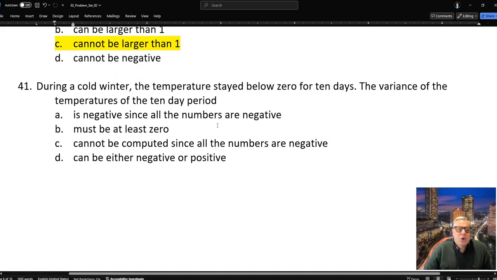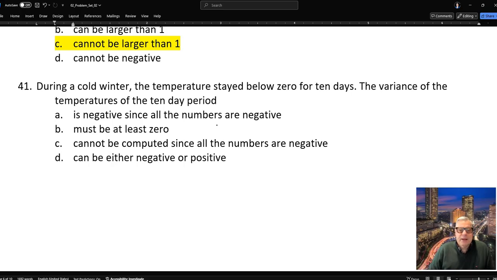So during a cold winter, the temperatures stayed below 0 for 10 days. The variance of the temperatures of the 10-day period is negative, since all the numbers are negative. No, because we square it.